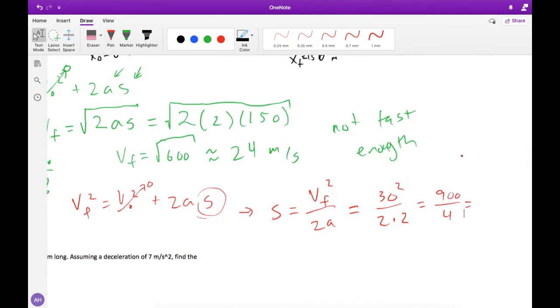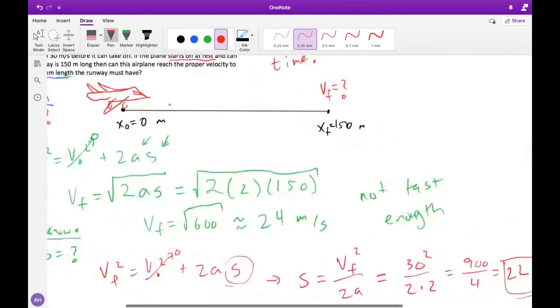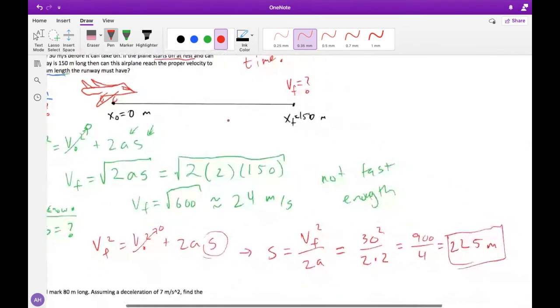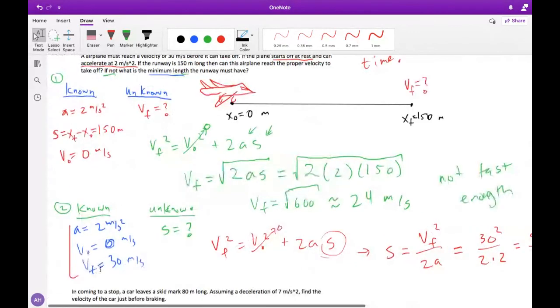which is going to be 225 meters. So this is how long this runway has to be. The runway has to be at least 225 meters in order for the plane to reach a final velocity of 30 meters per second so that it can take off.